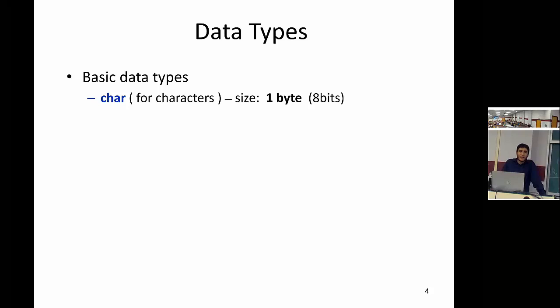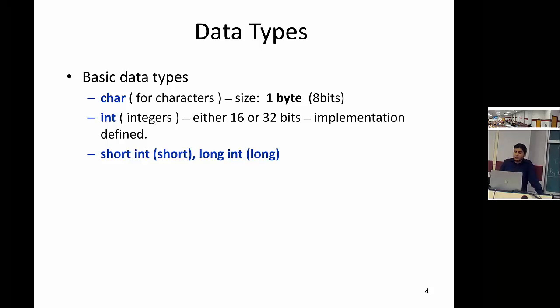Okay, some of the basic data types we have in C. We have character. This is more or less the smallest type in C because it's only one byte or 8 bits. We have int, which based on the machine can be 16 or 32 bits. Most of our modern machines are in fact 32 bits.